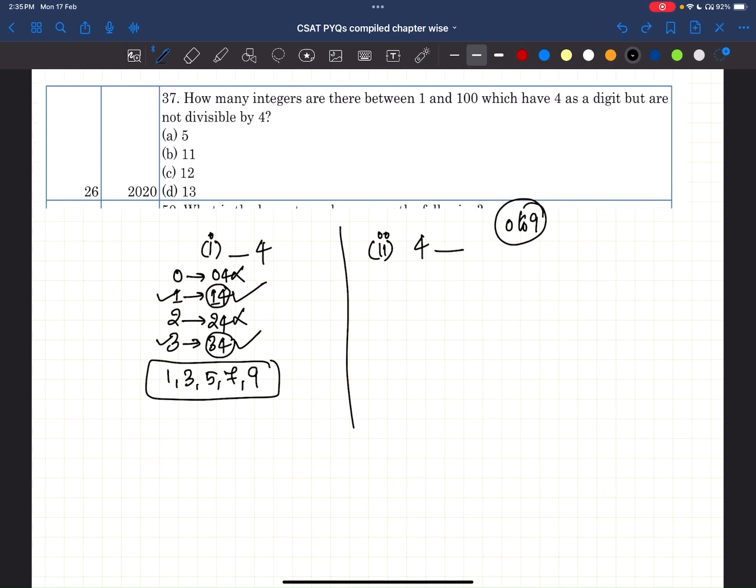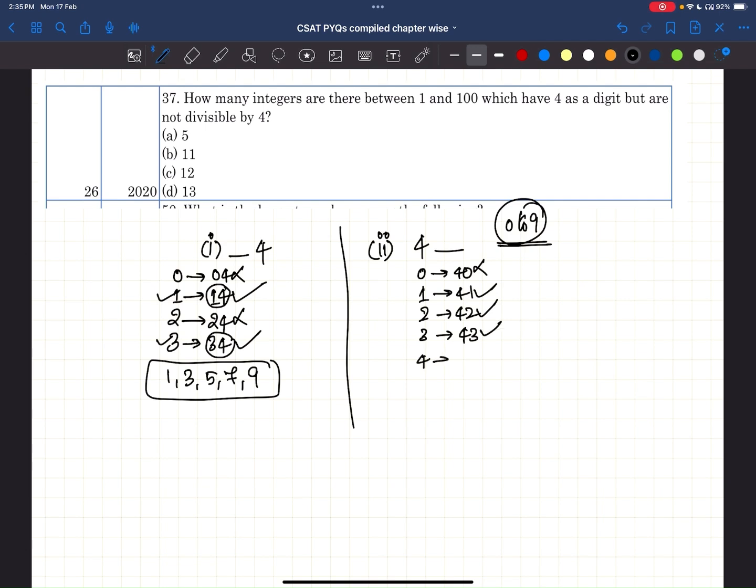units values. Now 4 is fixed in the tens place. Now let's check the values by taking 0 to 9 in the units place. Now if we put 0, it becomes 40. Right? That means this is divisible by 4. No, this can't be the possibility. If you put 1, it is 41. If you put 2, it is 42. If you put 3, it is 43. All these contain 4, but they are not divisible by 4.